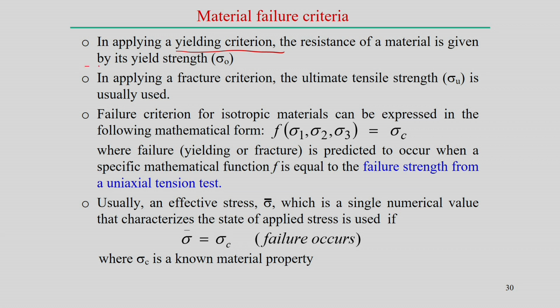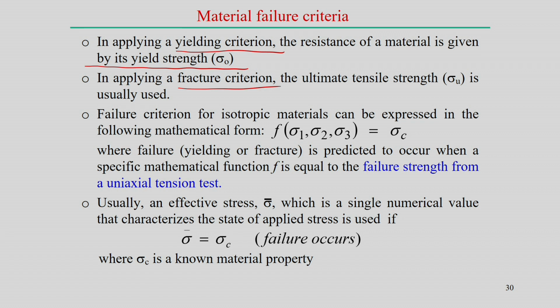That is why we always try to find the yielding condition or yielding criteria for a particular material. Even if we define the fracture criteria, we should know the ultimate tensile strength of the material, which is normally used to decide the fracture criteria of a particular component. So, yield stress and ultimate tensile strength have significance in analyzing the failure criteria of a material.